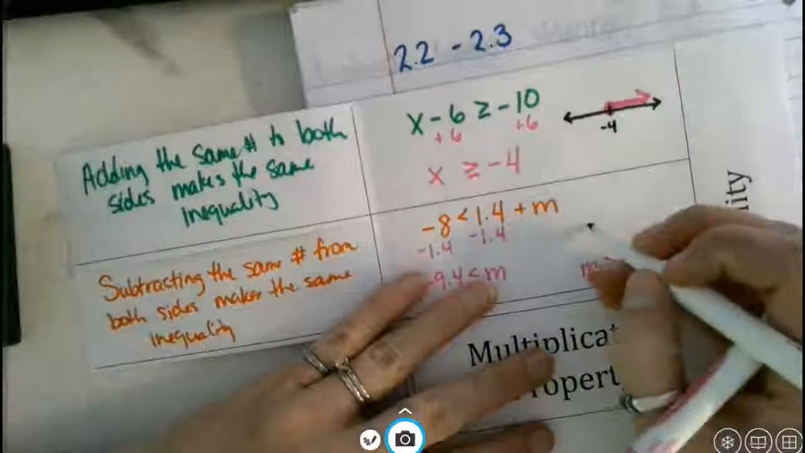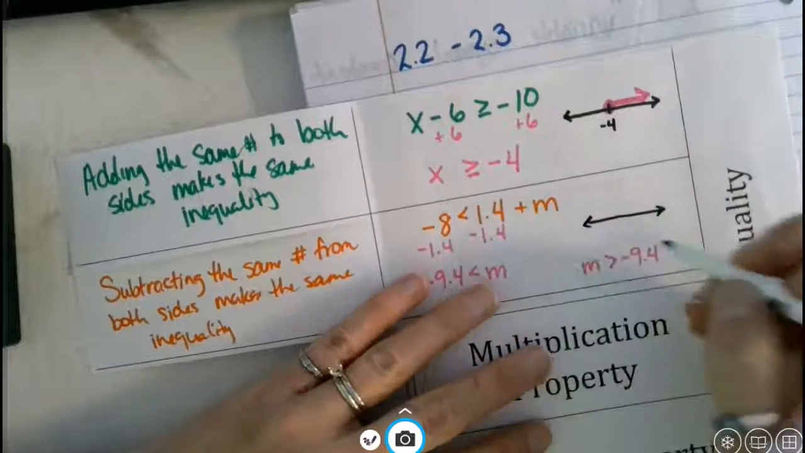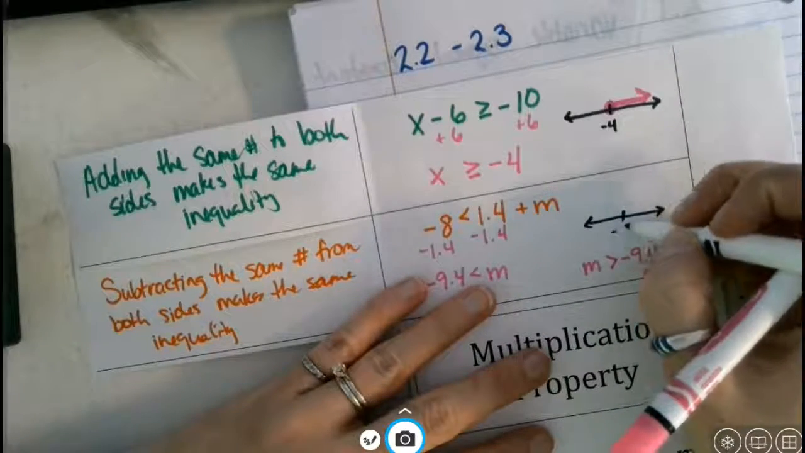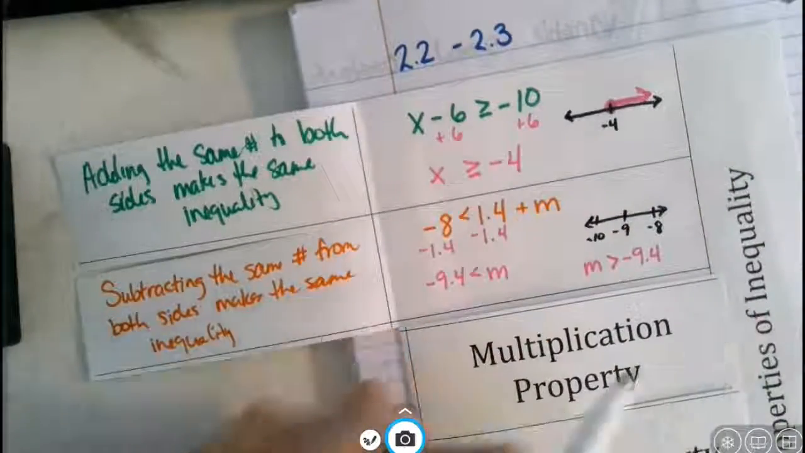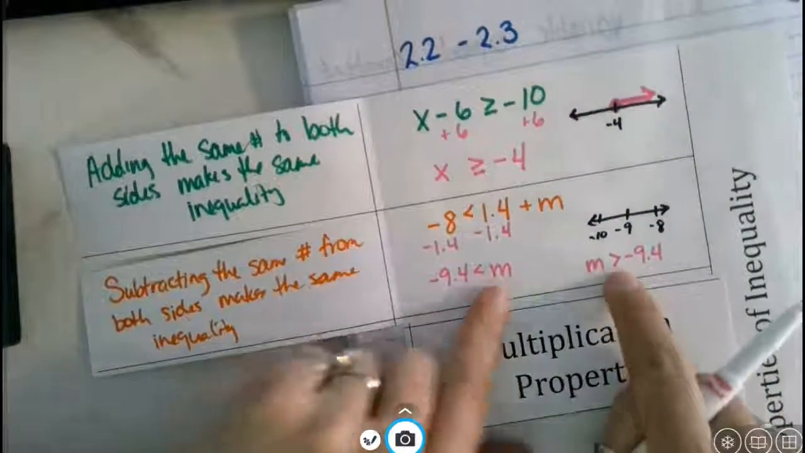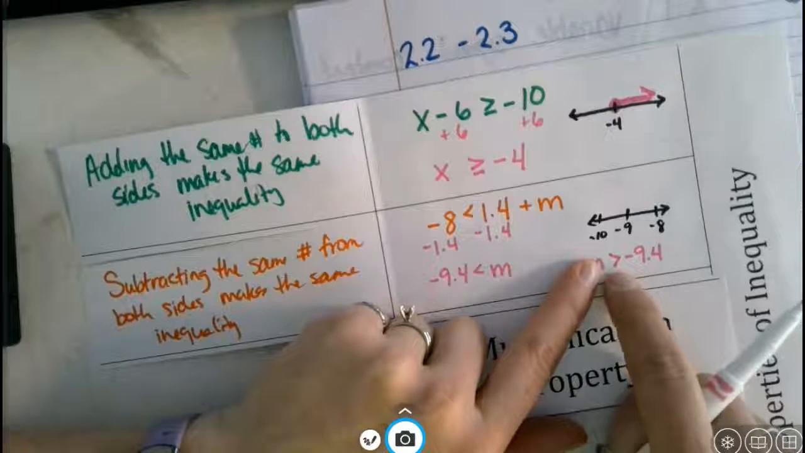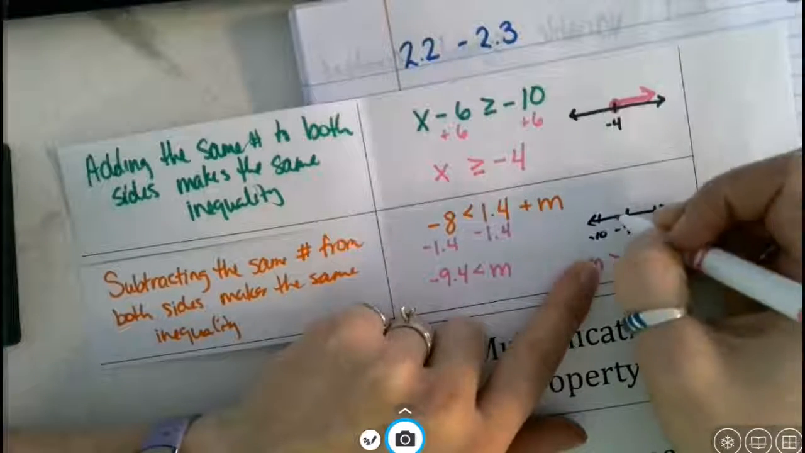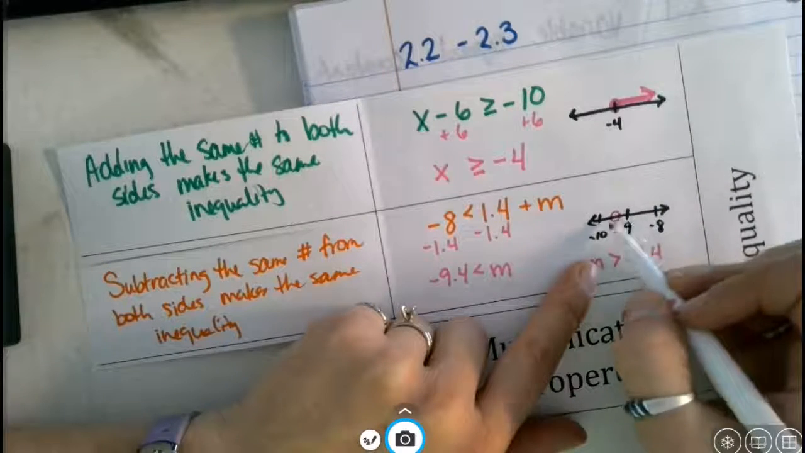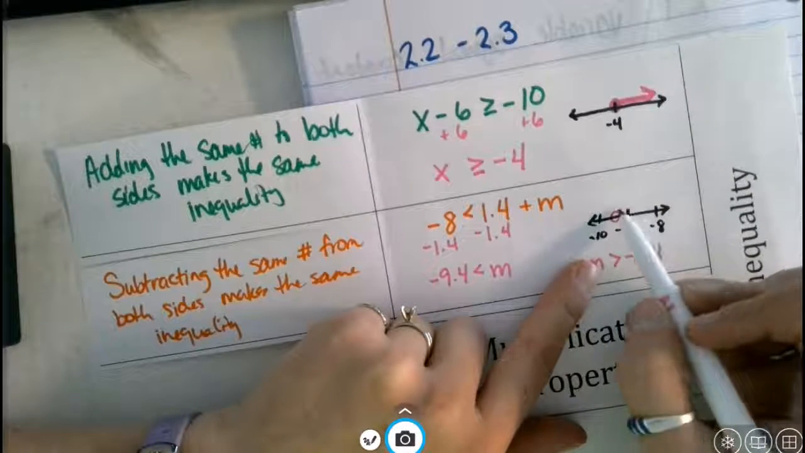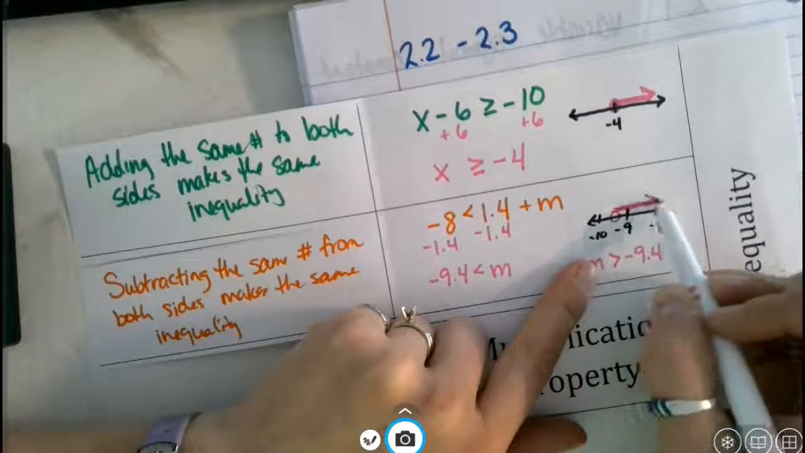Now we're going to go ahead and graph that one as well. Here's my negative 9 and my negative 10 and my negative 8. For this one, I see it's not equal to, it's just going to be greater than. So it's an open circle at negative 9.4. My graph's going to be right about there. And it's an open circle because it's not equal to. And then I shade this way as well.